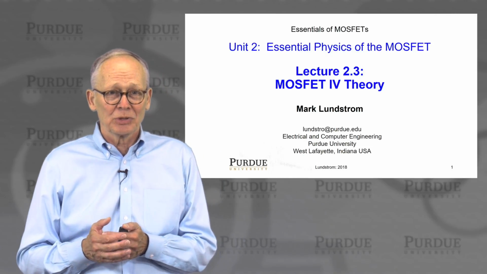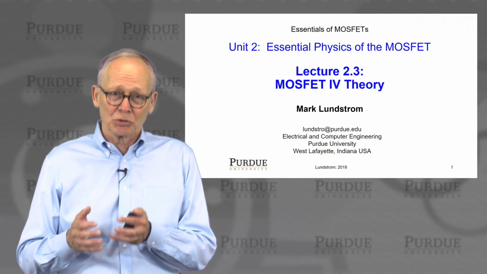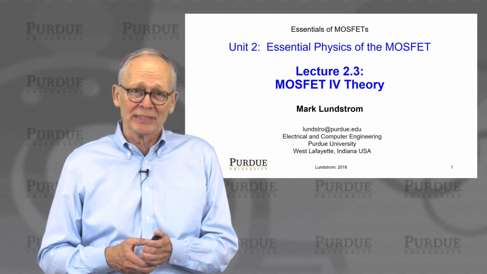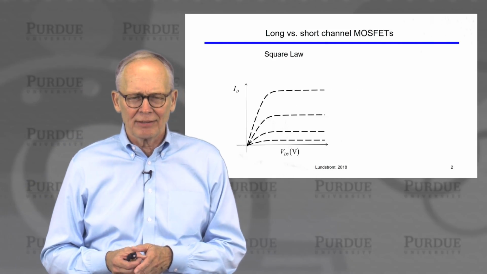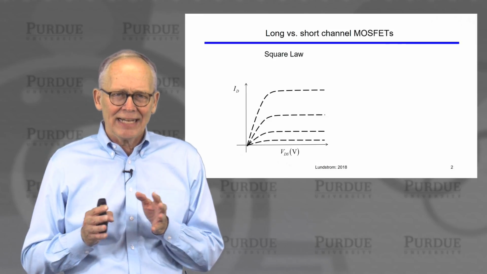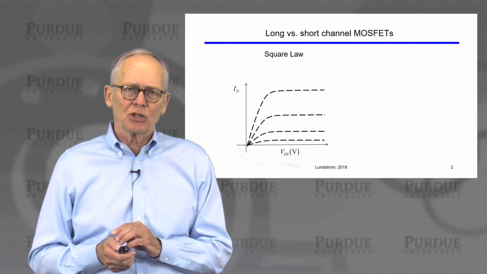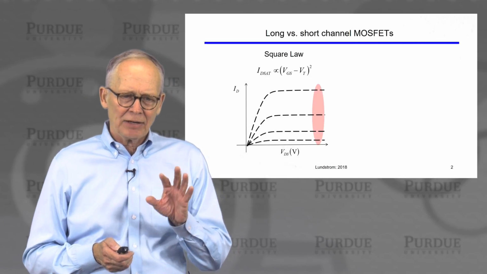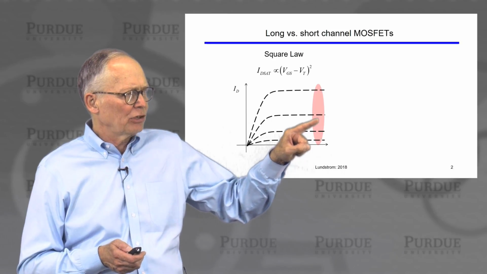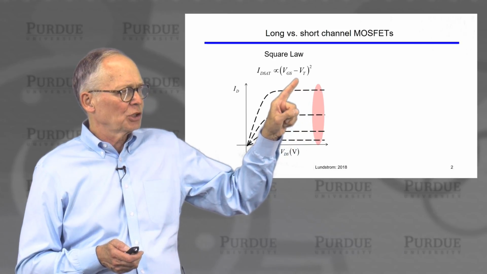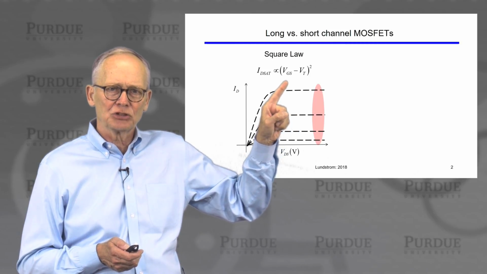Later on in the course, we'll see that this is actually a good stepping stone to understanding short channel transistors, and that's what we'll be dealing with later on in the course. Okay, so I'll point out that there are two different kinds of devices that people will describe. One is called a square law device. In the square law device, the current in the saturation region will scale as gate to source voltage minus threshold voltage squared.